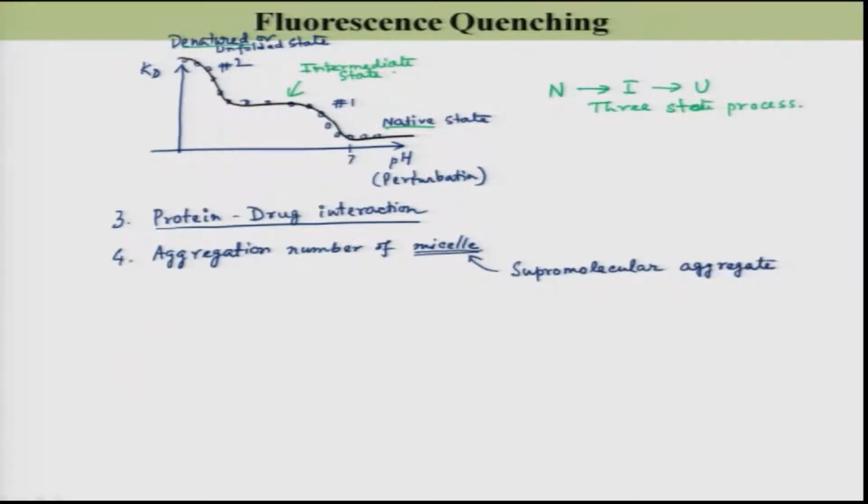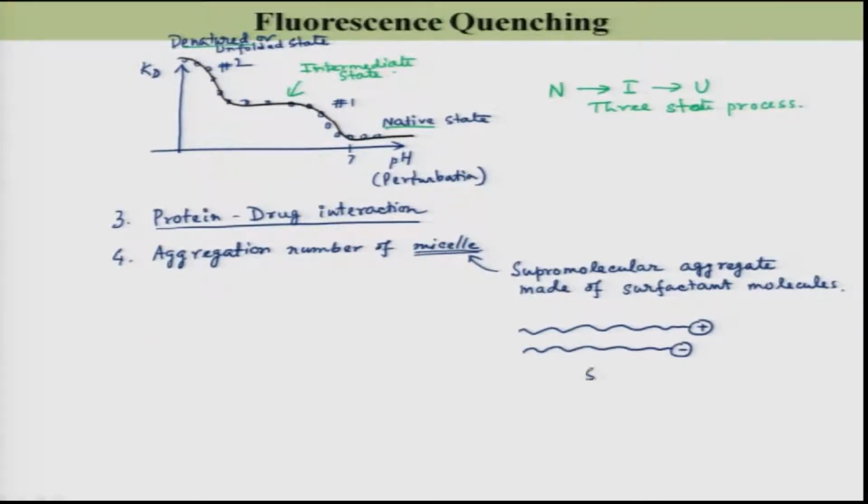Okay. So, this supramolecular aggregate is made of surfactant molecules. What are surfactant molecules? You have a long aliphatic chain with a charged head group, either positive, or it could look something like this, negative. So, this is a charged head group.